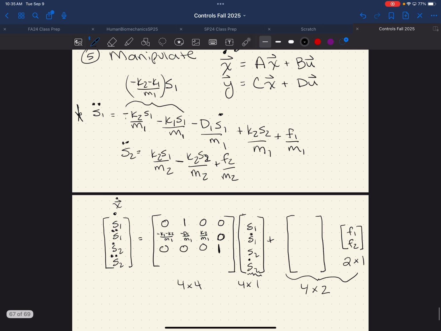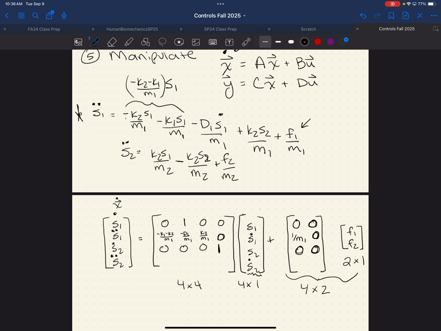And then do I have an F1 in the top row? So there was 0 for S1 dot. For this second row, I have 0, 0 here for that top row. And then for this second row, I have just an F1 times 1 over M1, and no F2 shows up. All right, is there either an F1 or an F2 in our S2 dot equation? Nope. So that's row 3 of B.